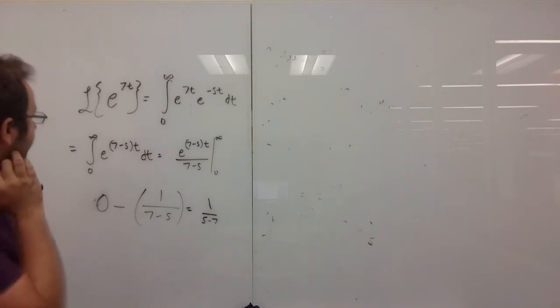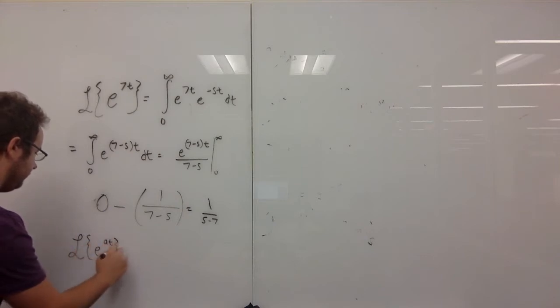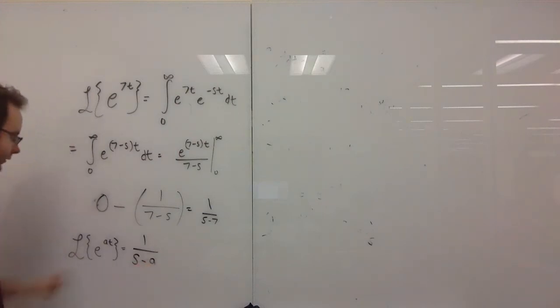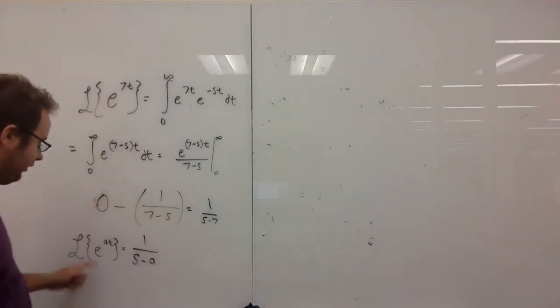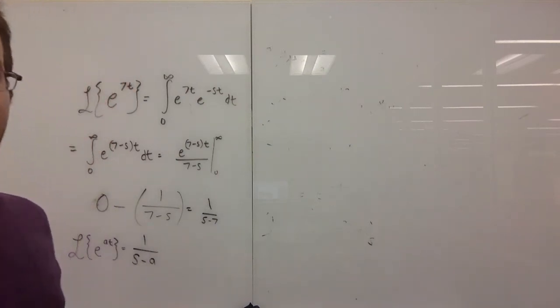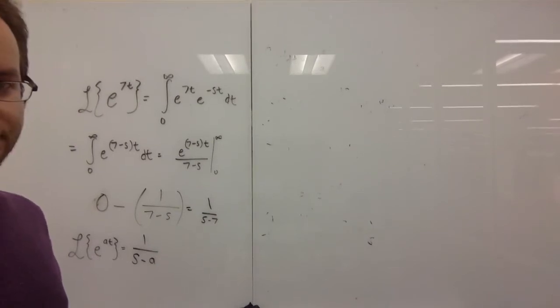So what kind of conclusion can you draw about the Laplace transform of e to the at? It's 1 over s minus a. Good. Because we saw that it was 7, we got 1 over s minus 7. So naturally, if we saw the Laplace transform of e to the at, we would get 1 over s minus a. Cool? All right, let's try.